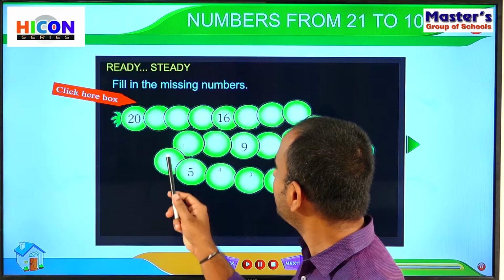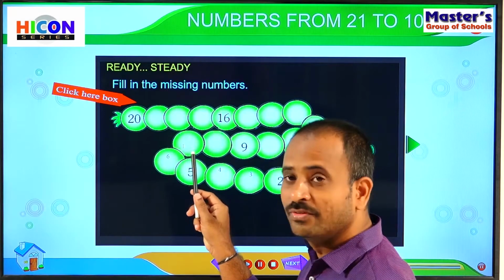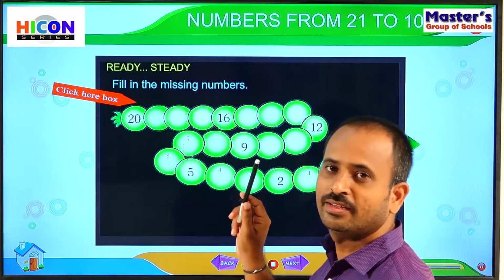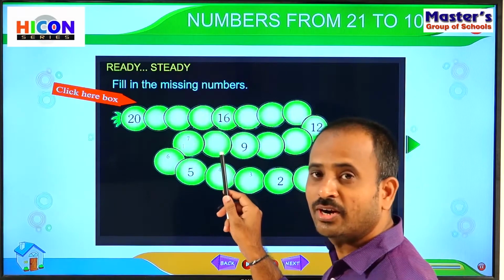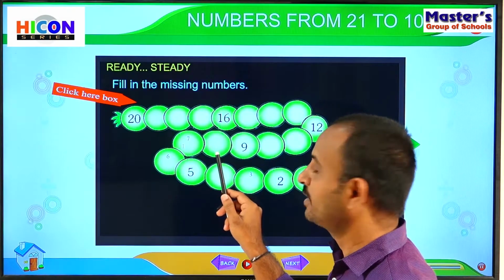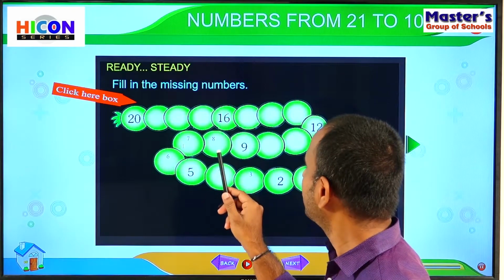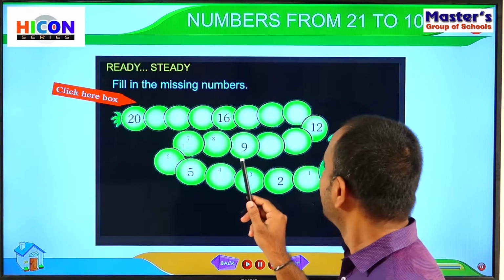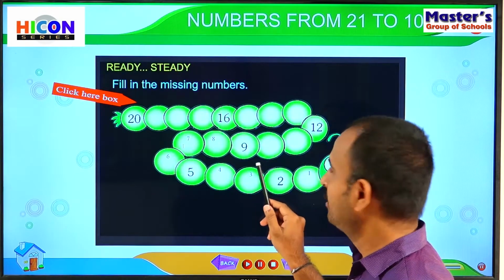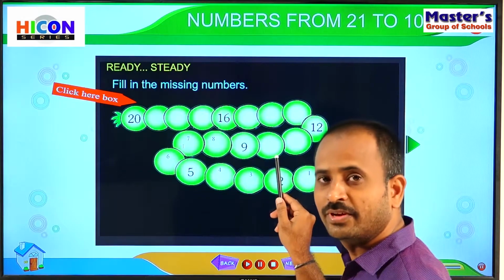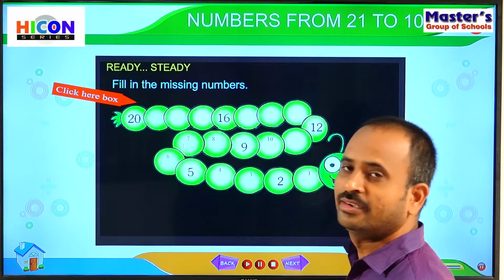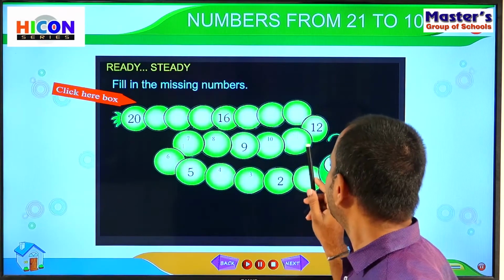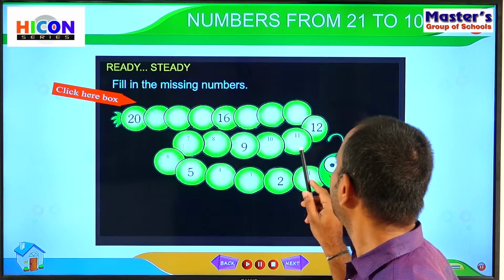Now continue this process. After 6, what number will we get? After 6 we will get 7. Very good. Write 7 here. After 7, children, what number will you get? Yes, 8. Very good. Write 8 here. After 8 comes 9, but 9 is already given. After 9, what do we have to write? Yes, very good, 10. Write 10 in that box. After 10, we will get 11. Write 11 in this.